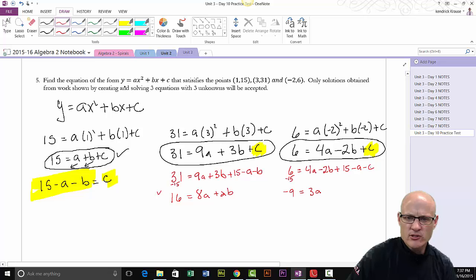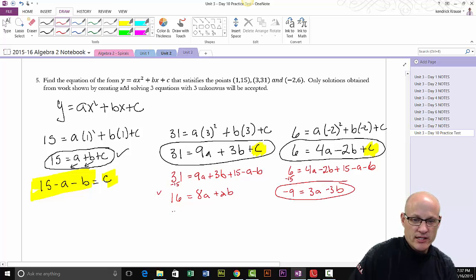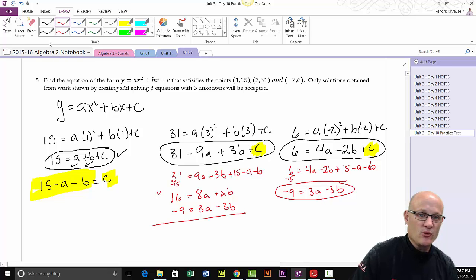This should be c here. This should be b. Minus 3b. So there's my other equation. So I'm going to put those on top of each other. Negative 9 equals 3a minus 3b. Now there's no easy way to use elimination to get rid of one of these variables.